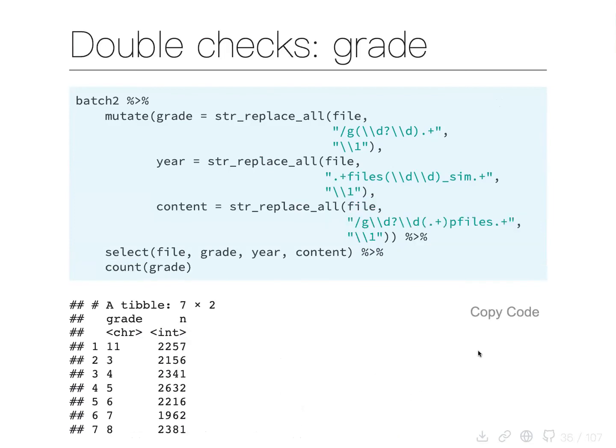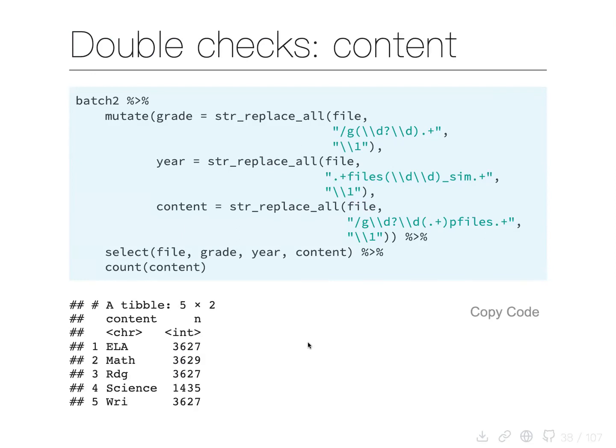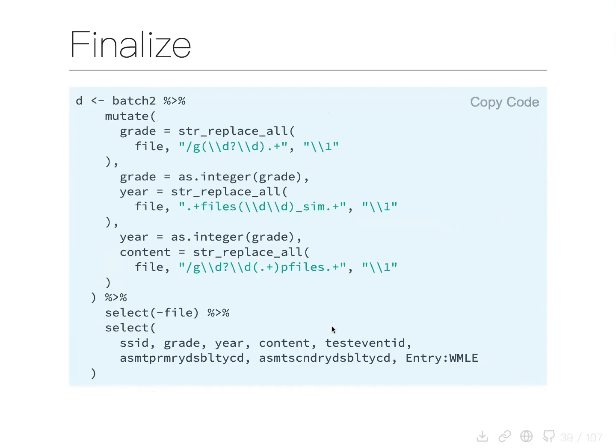And then we do our double checks, right? So here I say count grade. Notice we get 3 through 8 and 11. That's great. Count year. In this case, it is only 1 year, so we probably didn't have to do all that work, but we did it anyway. But that's great. For the content area, that all works too. Notice these are all different lengths. It's fine, right? And so then we just finalize it where we have our batch 2.